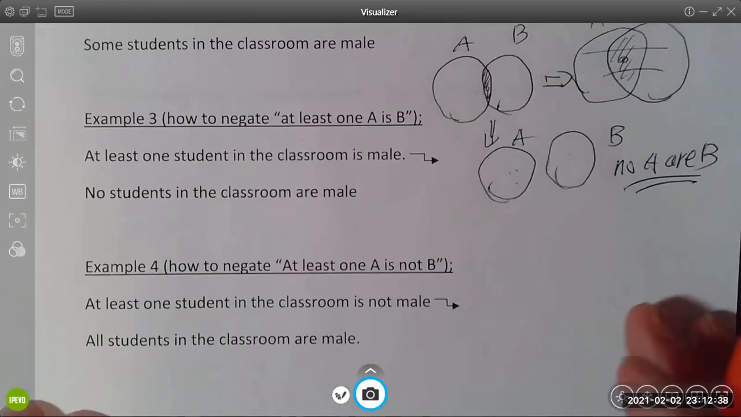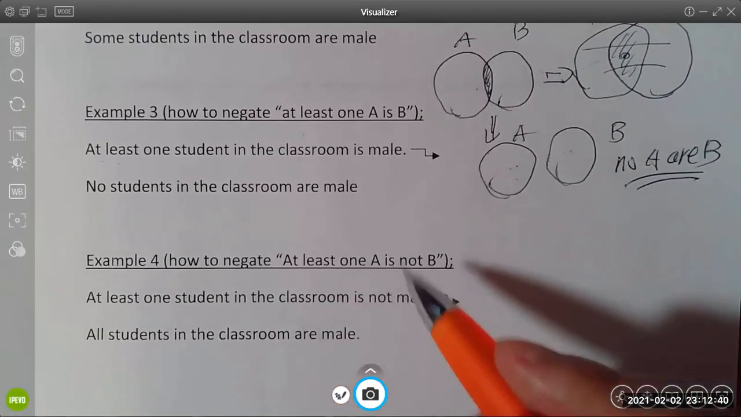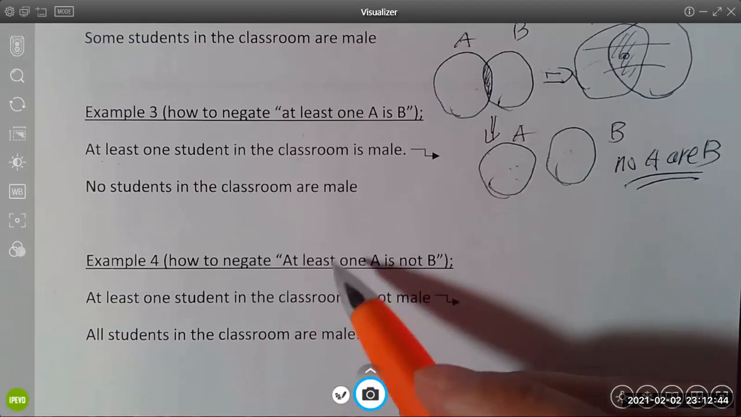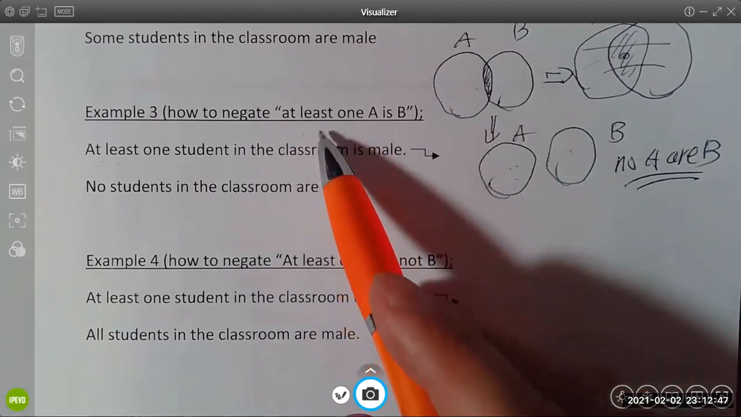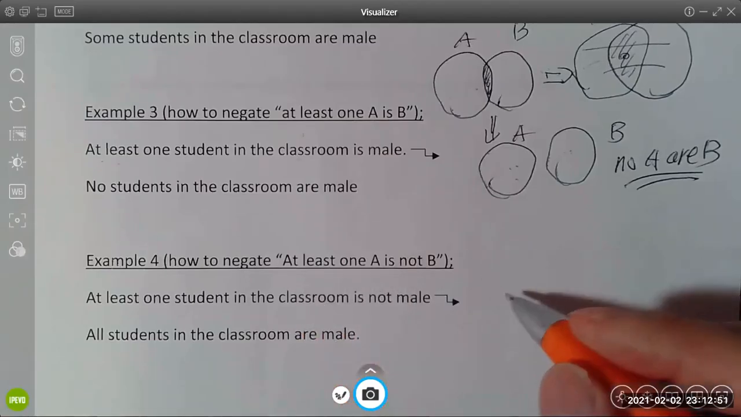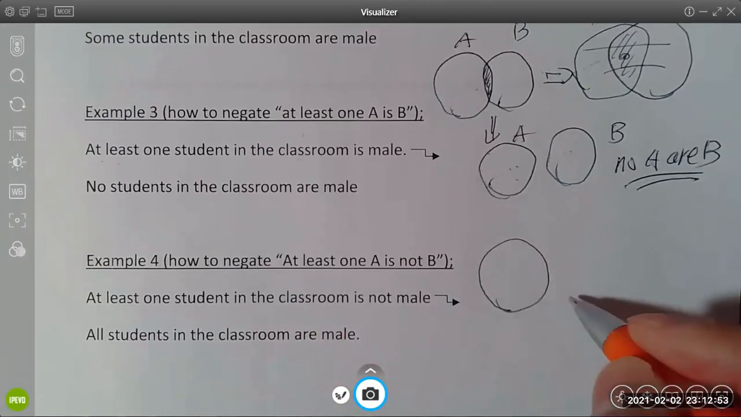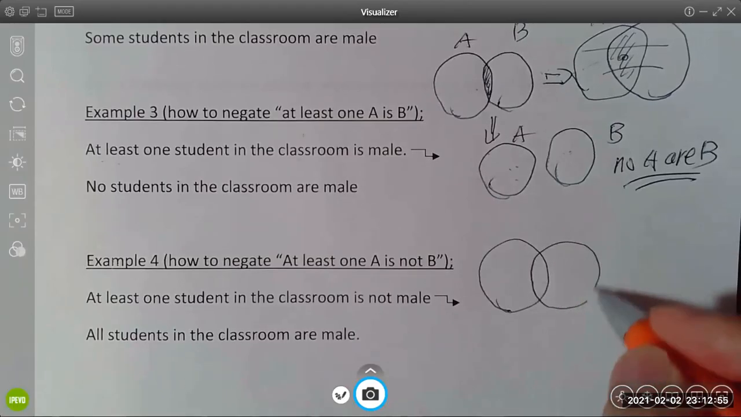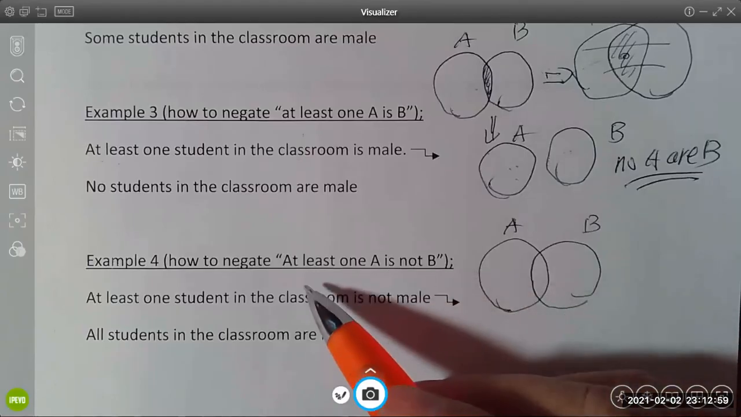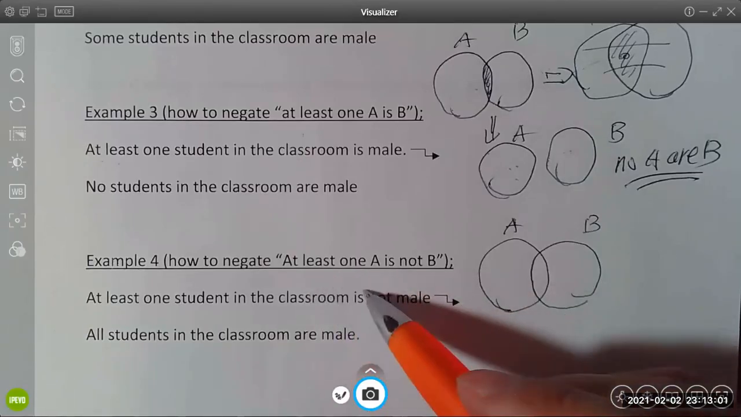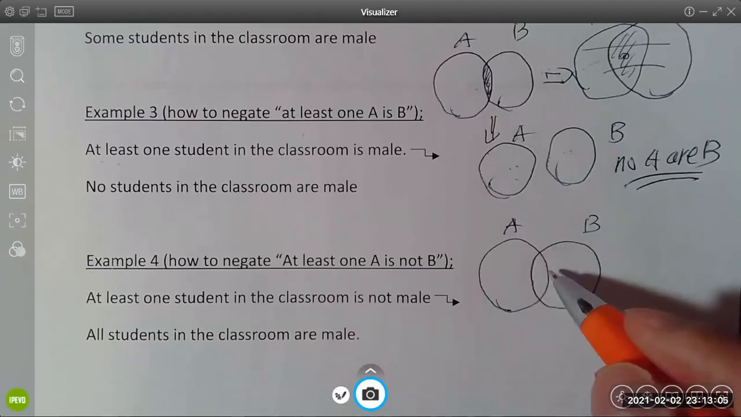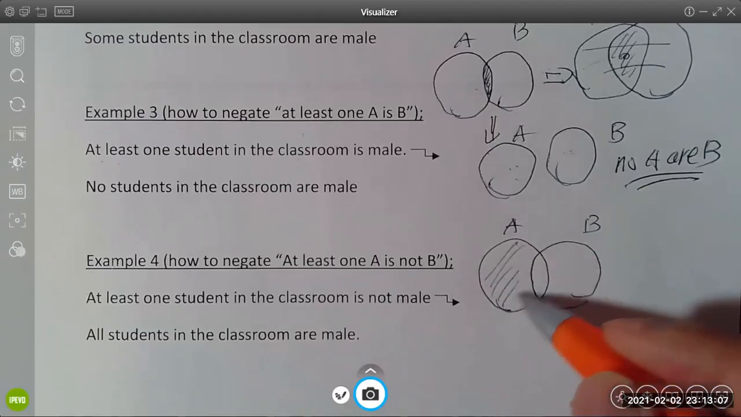So example 4, how to negate "at least one A that is not B." This is pretty much like the third one. Whenever you have "some" or "at least," you draw two circles with some area overlap. So this is A, this is B. They are talking about at least one A, some A is not B. You have to be outside B to be not B, right? They refer to this part this time.